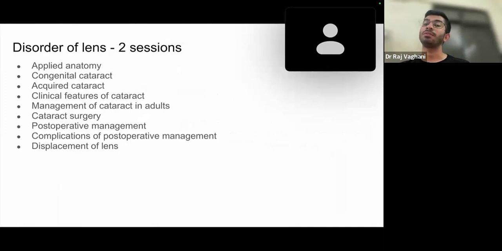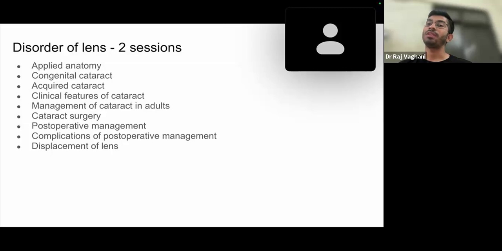The very important topic which comes in the disorders of the lens is cataract. Cataract is one of the major causes of blindness in India and in the world also, right? So cataract can be congenital or acquired. It can be present from birth or it can be acquired during your later period of life. Mostly it happens in the elderly group, that is after 60 years.